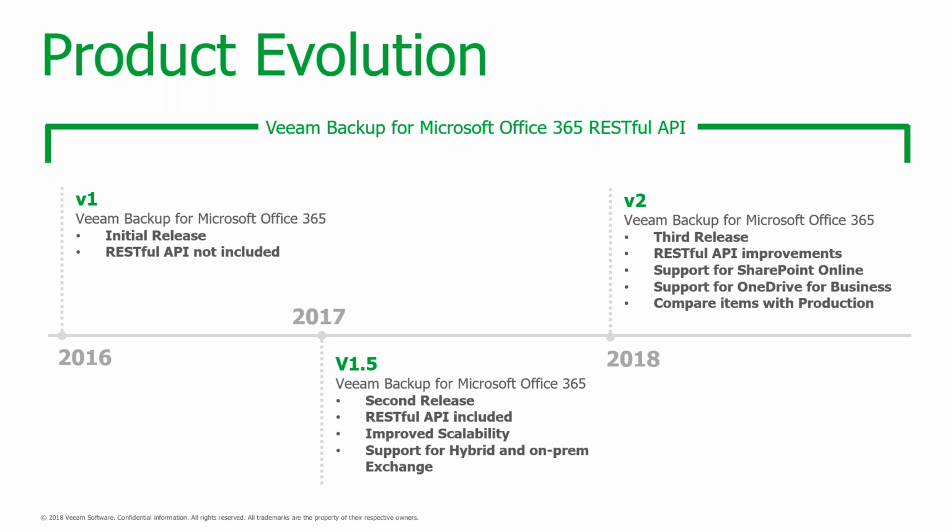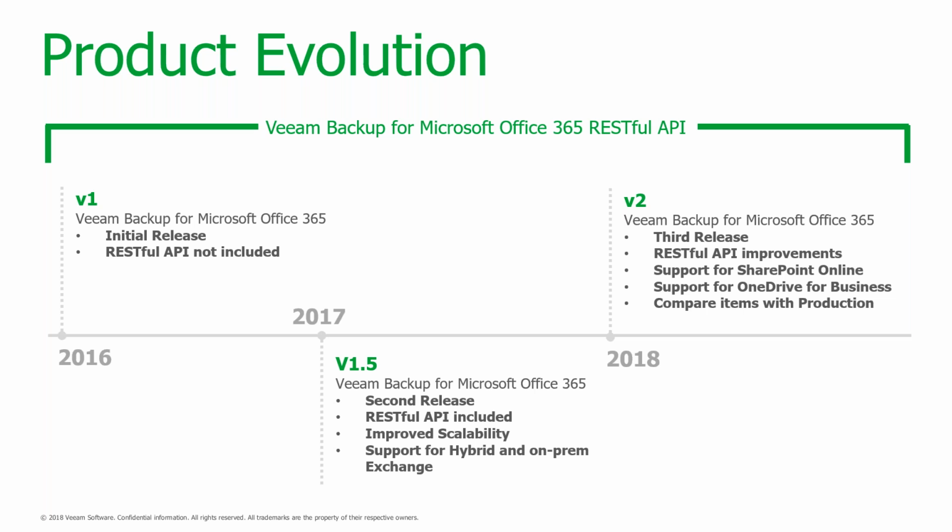Then a year later, in 2017, in version 1.5, I remember we announced this at VeeamON, and it was quite huge. This is the Veeam Backup for Microsoft Office 365 second release. This included the RESTful API, improved scalability, and support for hybrid and on-prem Exchange. It was quite a big deal, especially the RESTful API. At that point in time, I remember that Niels already created a self-service portal right after we had the RESTful API. So you can see that it was very powerful: right after we announced this, we already had a community project around it. Very exciting to see that.